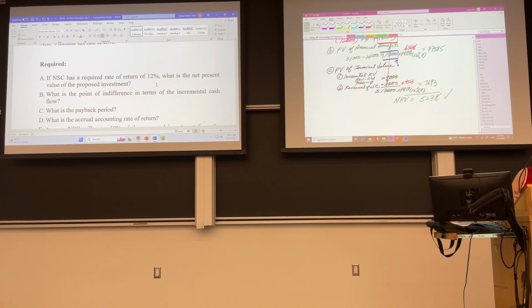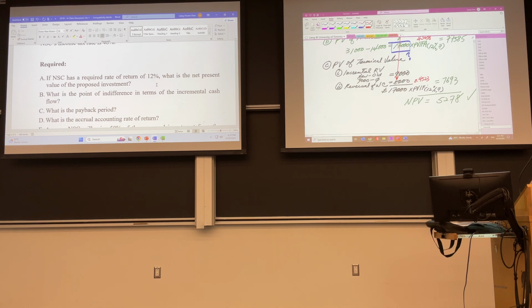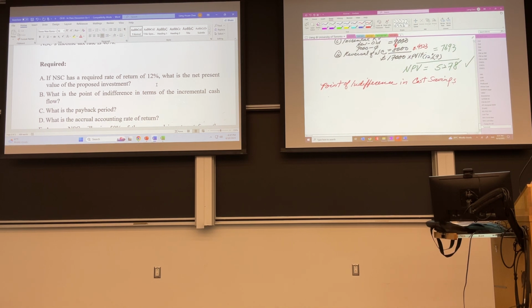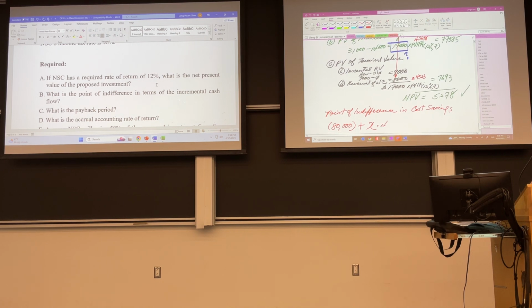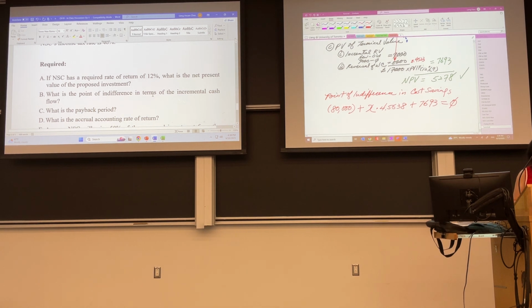Okay, so the point of indifference in cost savings or benefit. Okay, so $80,000 plus X, we don't know, but we know the interest factor is 4.5638, plus 7693, equals 0. It's the same practice we did in the previous question. Okay?